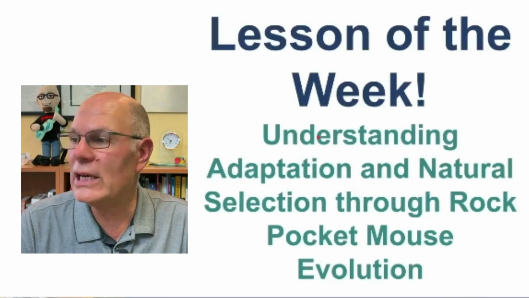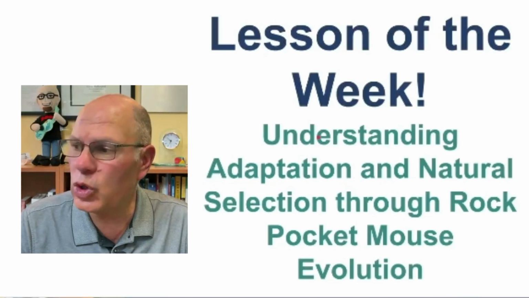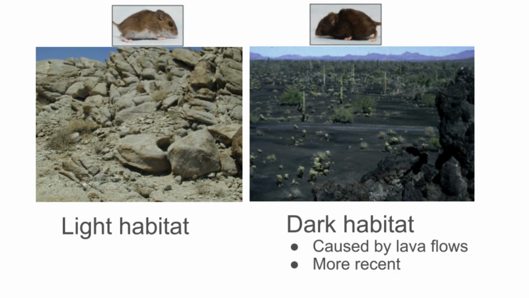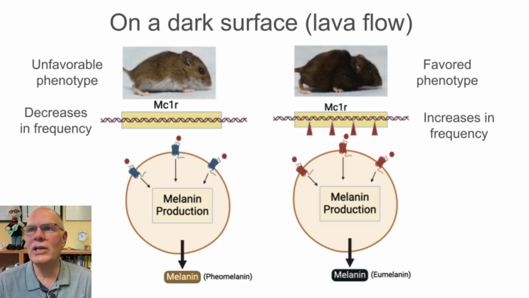The lesson of the week is going to be about understanding adaptation and natural selection through looking at rock pocket mouse evolution. The rock pocket mouse is a well-studied organism, and because of that, we understand how it developed the adaptations that it has right down to a cellular and molecular level.